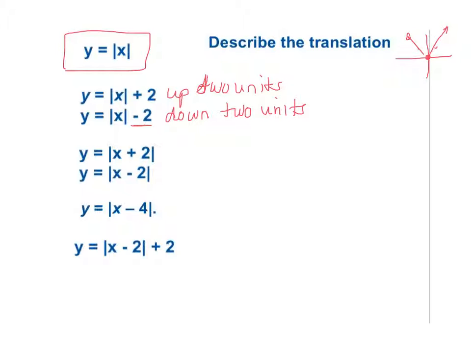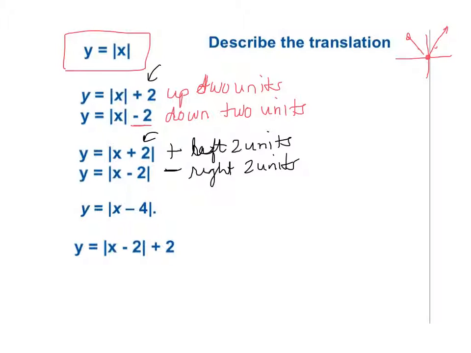So if on the outside of the absolute value it moves it up and down, inside the absolute value is going to move it left or right. If it's plus on the inside, it moves it left 2 units. If it's minus on the inside, it moves it right 2 units.